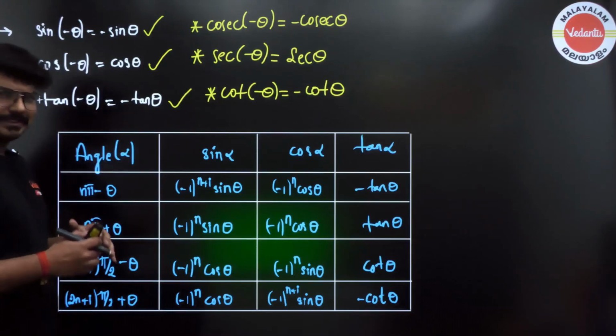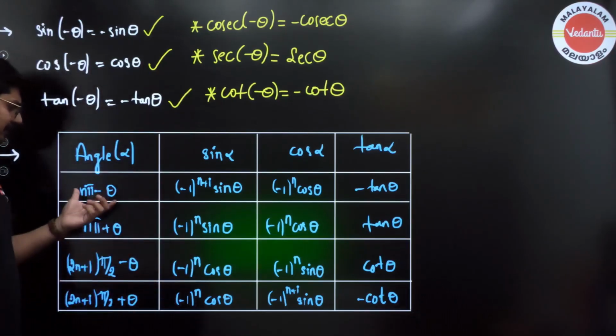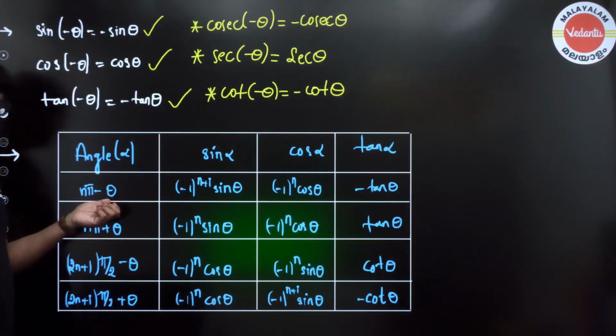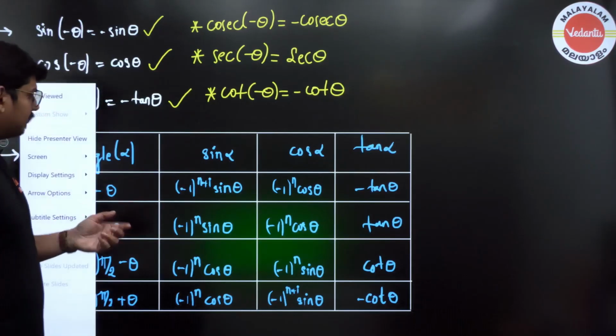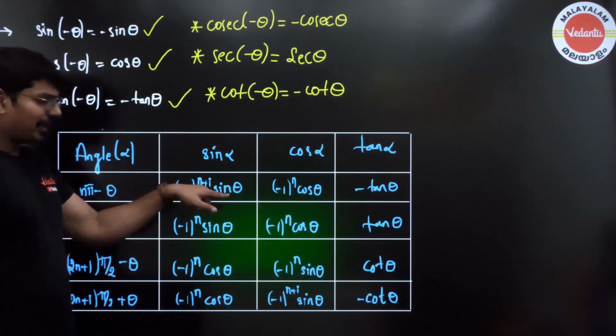And to put that entire thing in a single table, this is how I've done it. For example, let's say you have n pi minus theta, and you have alpha to be this one, sine of n pi minus theta. Then you can easily decide according to the value of n. Let's say n is equal to 2, put n is equal to 2 here, accordingly you'll get the value for this.